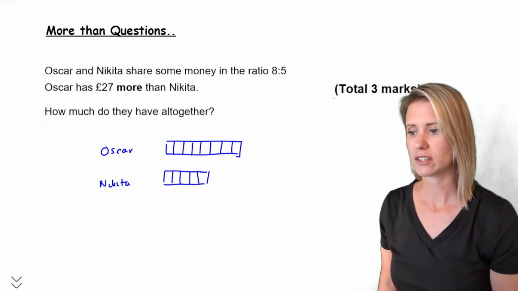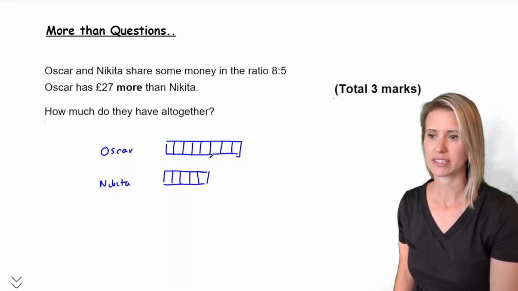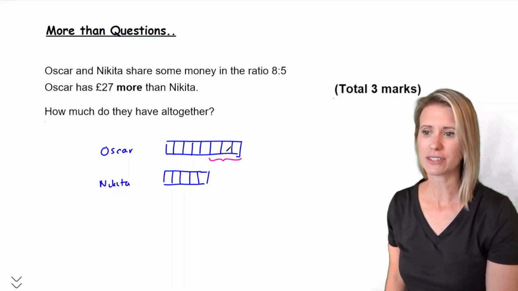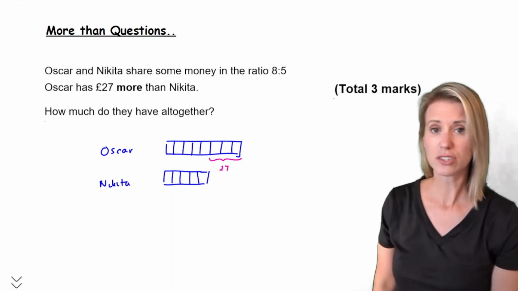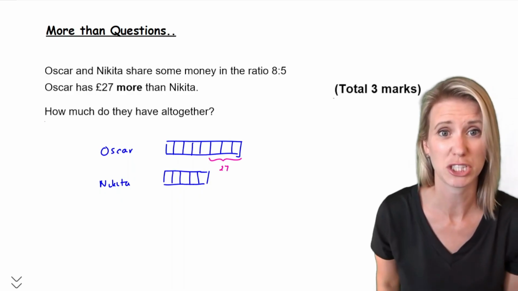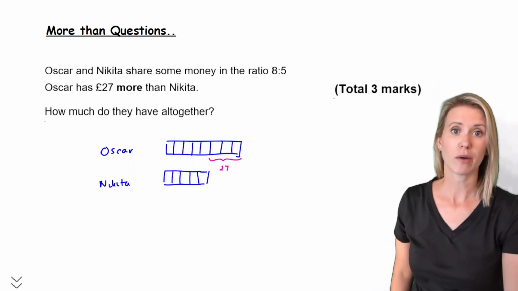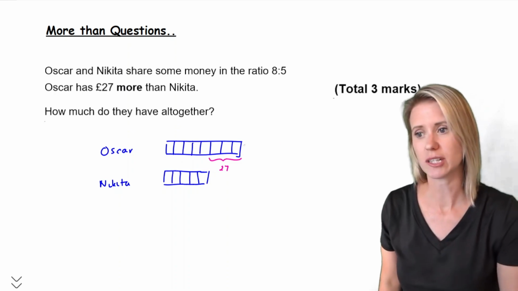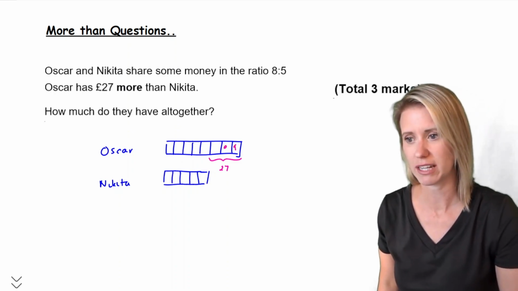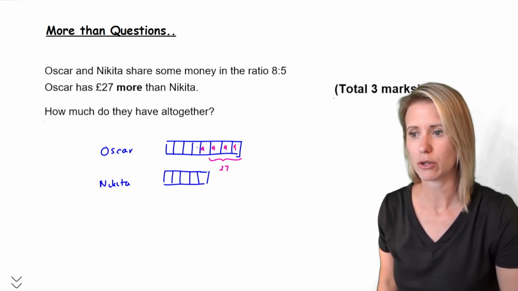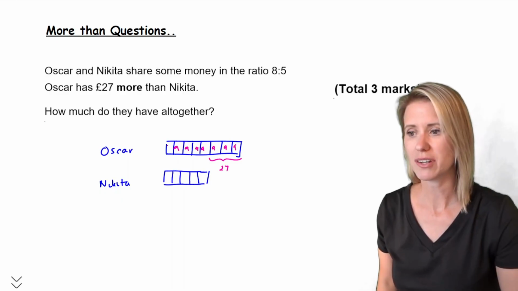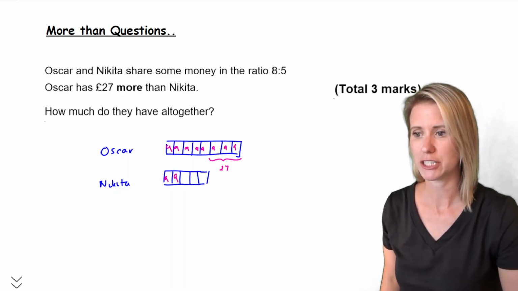Now, looking at our diagram, if they were equal, they would have the same number of boxes. But he's got 3 more boxes, and those 3 more ratio parts is equal to 27. So we're going to use that to work out what one ratio part is worth. This time the 27 needs splitting into 3, which means each one is equal to 9. So we can put 9 now in each of our ratio parts.